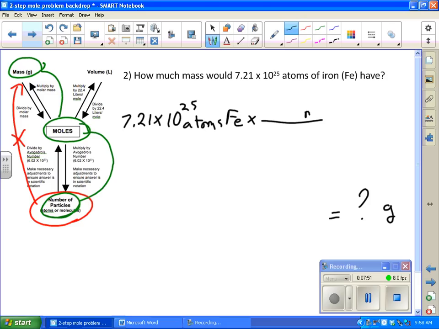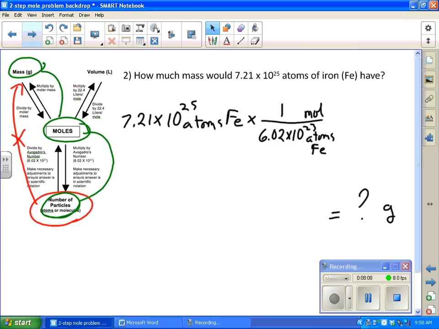We want our answer in moles, so we put moles in our numerator, and then divide that by 6.02 times 10 to the 23rd atoms in each mole. Now you will immediately see that atoms of iron are going to cancel out, and we're left in moles.